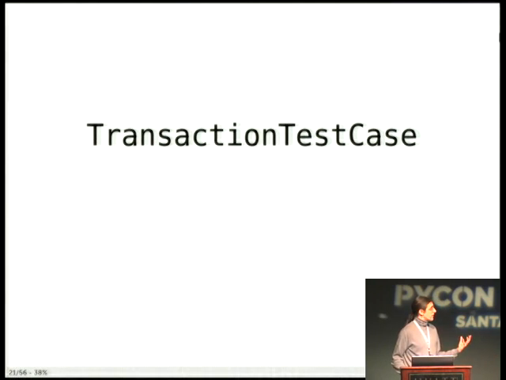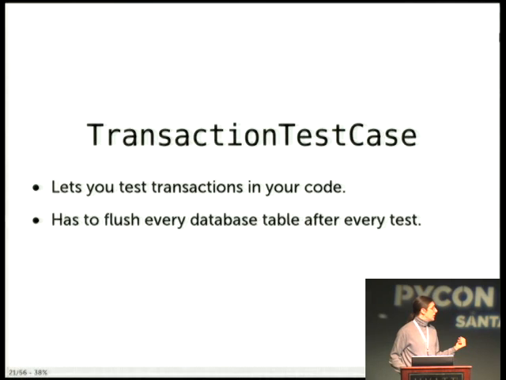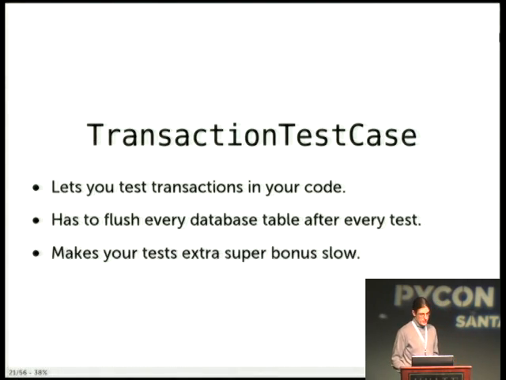The transaction test case, on the other hand, if you subclass your tests from that, allows you to test transactions in your code because it doesn't wrap your test in a transaction. Therefore, it has to flush every database table after every test, and it's really, really slow. So of course, again, you want to have as few of these as possible, only when you really need to test transactional behavior in your code.